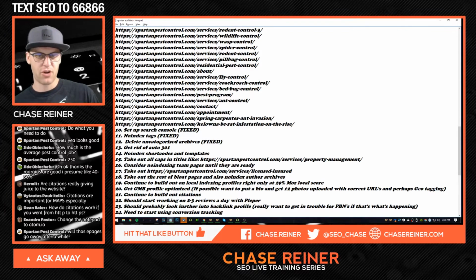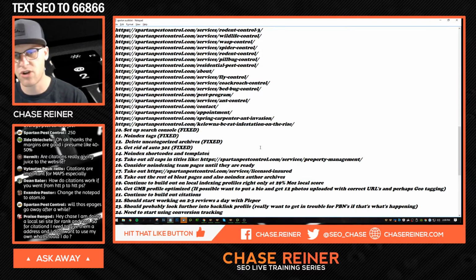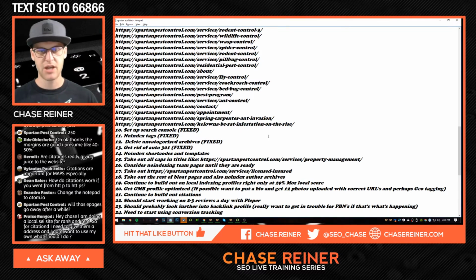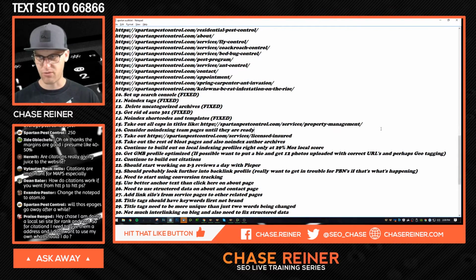Get rid of auto 301s, which we did. So now all those pages are 404ing, which is helping Google understand that they're not redirects. No index shortcodes and templates, which we did, which is great because now we have more of a crawl rate optimization theme going. Take out services license insured. I don't know why we would want to take that out. Let's check that out.